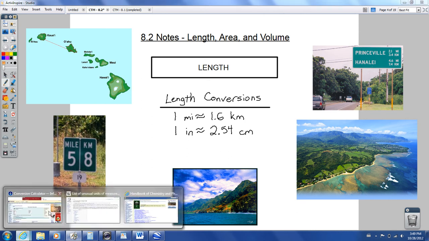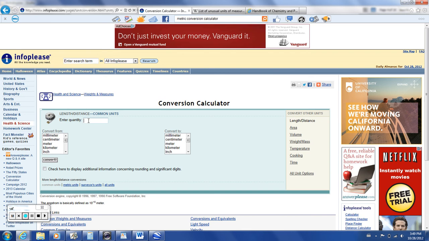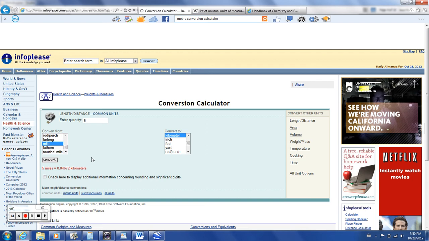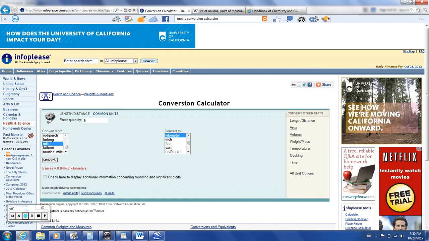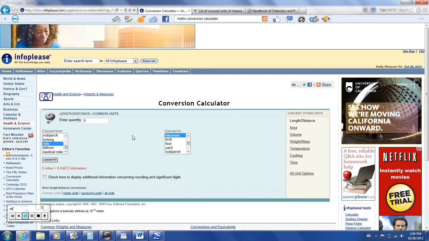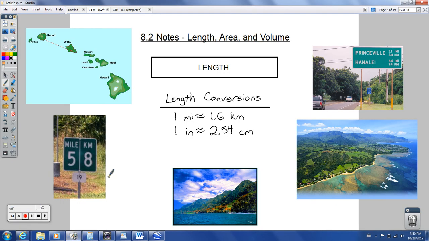Let me bring this up a second. There's a conversion calculator here. So let's say you were trying to find even more precisely what something was. That sign said 8 kilometers, 5 miles. So let's see more precisely what this is. 5 miles, there we go, kilometers. You can find a lot of conversion tools on the internet like this. I just found one of the top ones that came up, and it says 8.04672 kilometers. So very, very close to 8 kilometers. We look back at what we had right there, and that seems to match up pretty well.